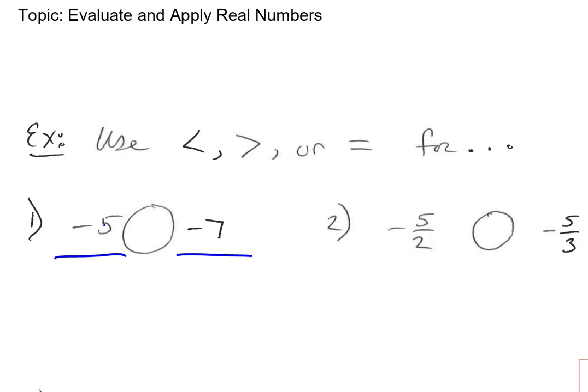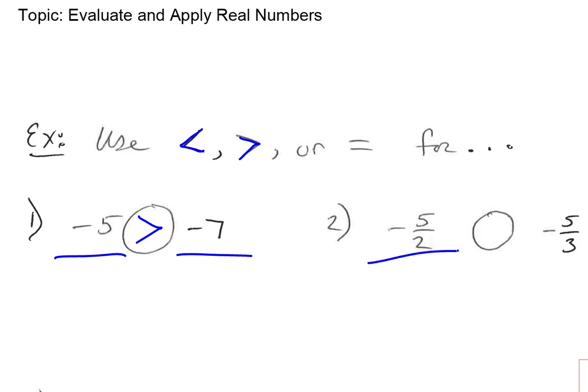Now regarding the inequality symbols, we want to think of them, the little caret symbols, as not arrows, but as hungry alligator mouths, which sounds kind of childish, but it really works well. So think of the alligator wanting to eat the bigger number every time. As we just discussed, -5 is bigger than -7 because it's less negative. And so the alligator would be trying to eat the -5, so the mouth will open up toward that number.